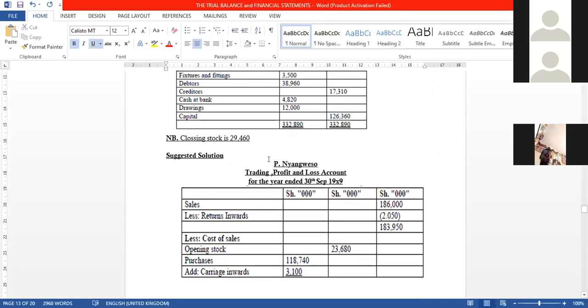I said that this is just a suggested solution. The heading should be in three parts. One is the name, which is P Nyangweso, trading profit and loss account for the year ended 31st December 1999. So can we start off there by writing that heading?